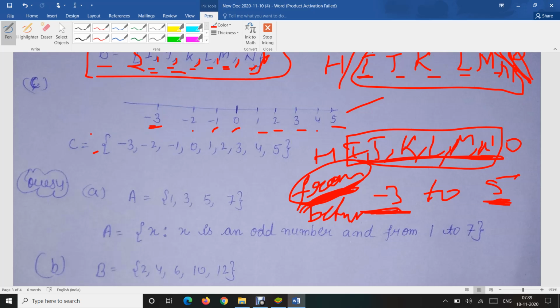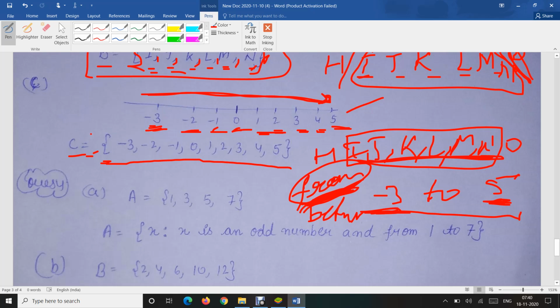So C is equal to curly brackets with elements separated by commas, and the elements are -3, -2, -1, 0, 1, 2, 3, 4, 5, because it is saying from -3 to 5. That means we have to move from -3 to the right hand side, and on the right hand side we have the values -3, -2, -1, 0, 1, 2, 3, 4, 5. So these are the required elements, and this is the roster form.